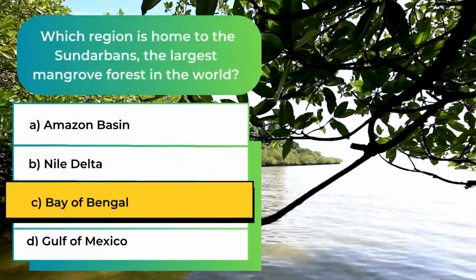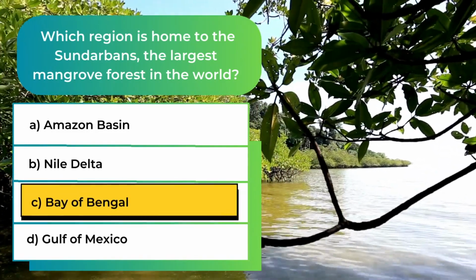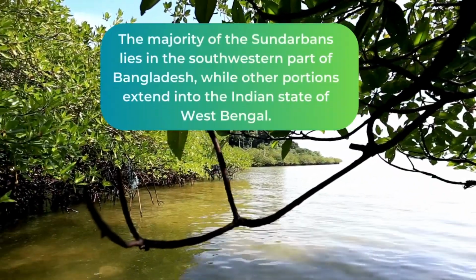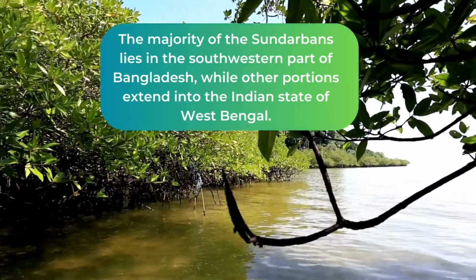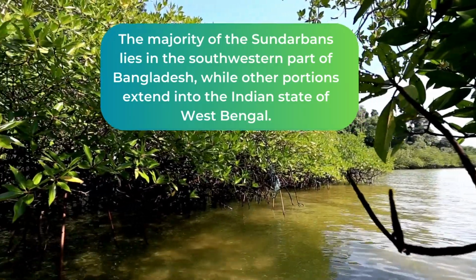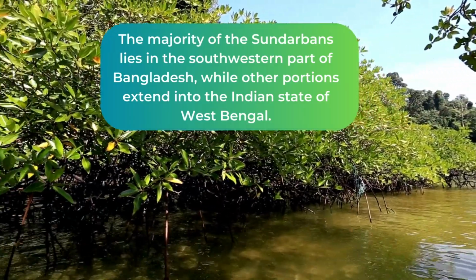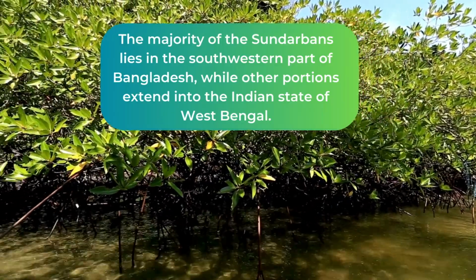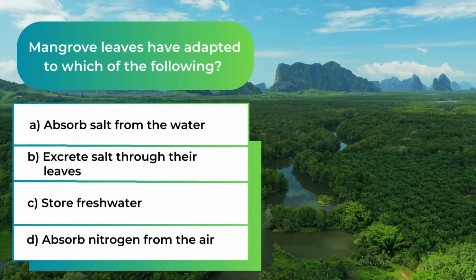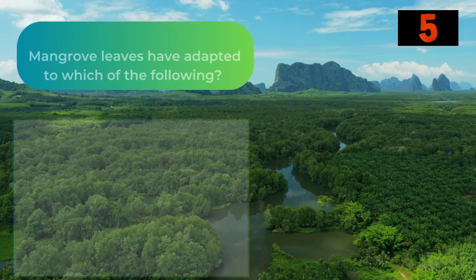The answer is C. Bay of Bengal. The majority of the Sundarbans lies in the southwestern part of Bangladesh, while other portions extend into the Indian state of West Bengal. Mangrove leaves have adapted to which of the following?